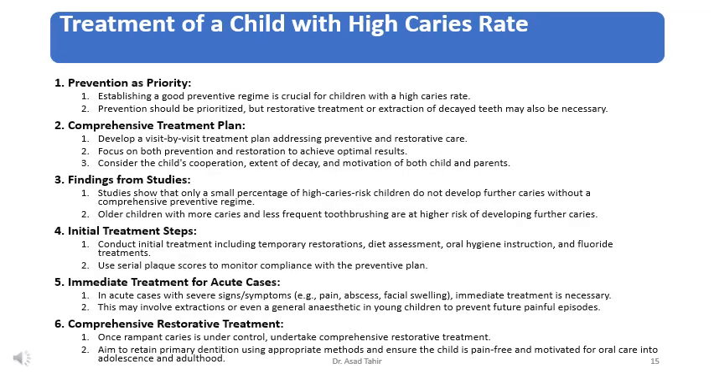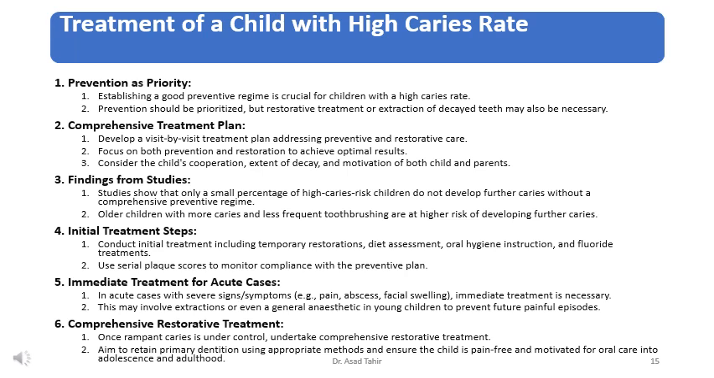Treatment of a child with high caries rate. Prevention as priority. Establishing a good preventive regime is crucial for children with a high caries rate. Prevention should be prioritized, but restorative treatment or extraction of decayed teeth may also be necessary.